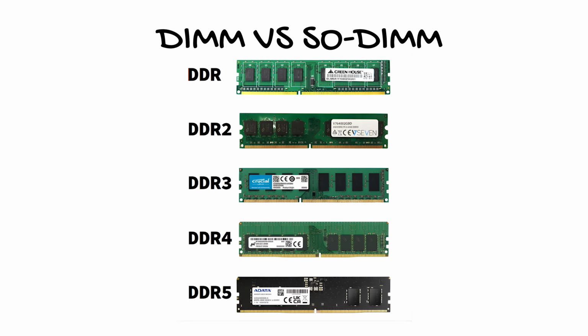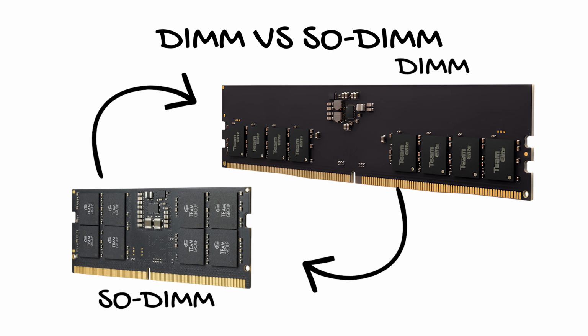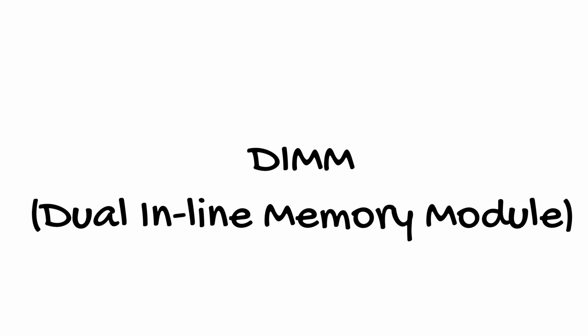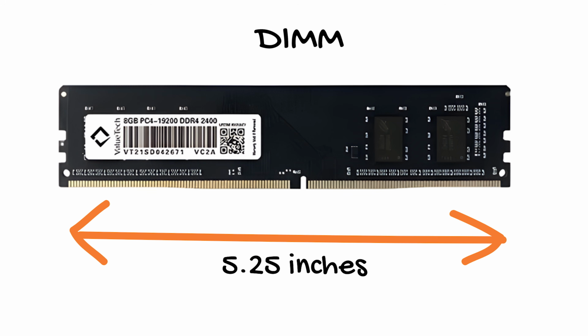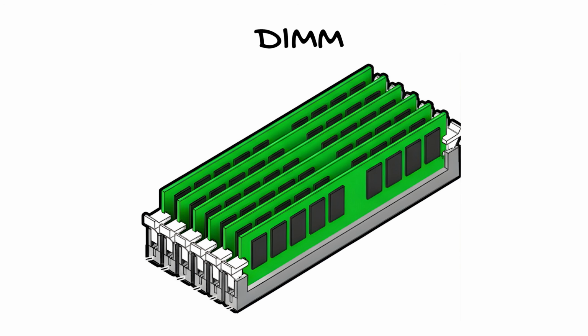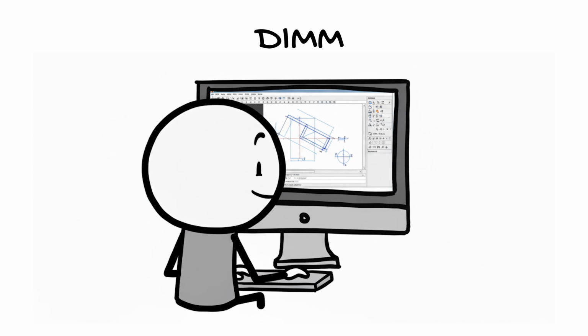DIMM versus SO-DIMM. Even if the internal technology is DDR4 or DDR5, the physical packaging changes depending on the device. You cannot install one in place of the other because they meet different space requirements. DIMM, Dual Inline Memory Module, is the standard format for desktop computers. They're long sticks, approximately 5.25 inches, designed to plug vertically into the motherboard. Their larger size allows for more robust heat sinks to handle long gaming sessions or intense work.